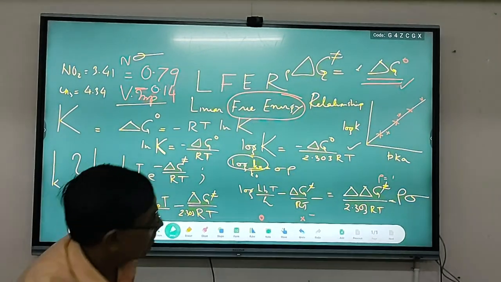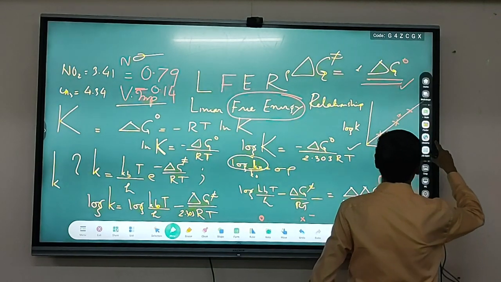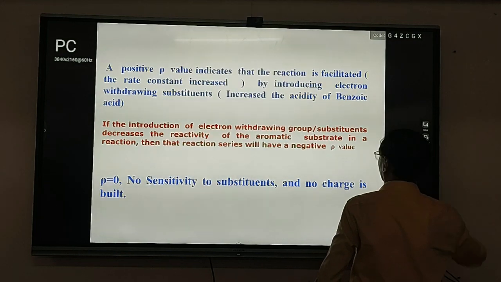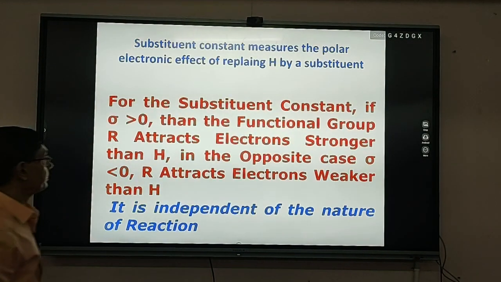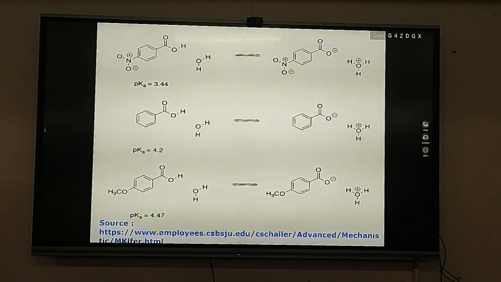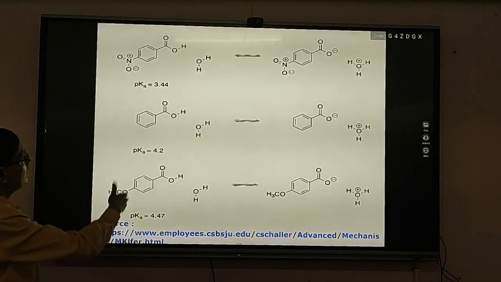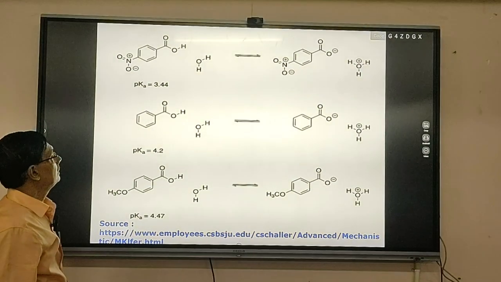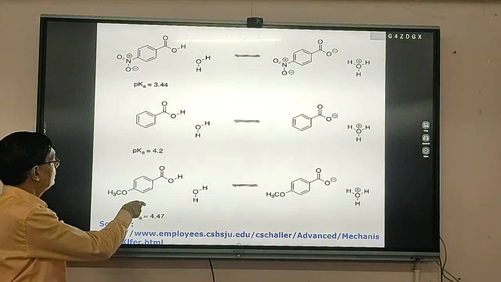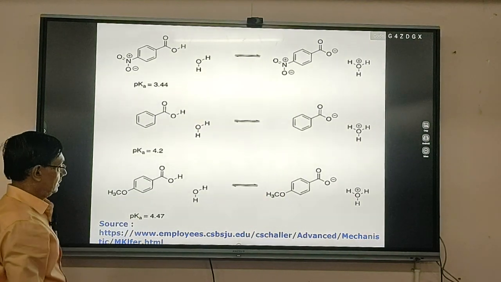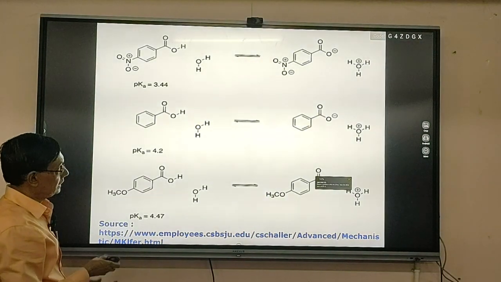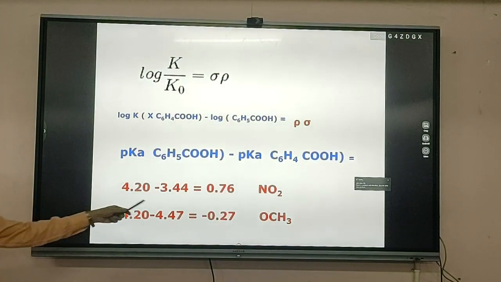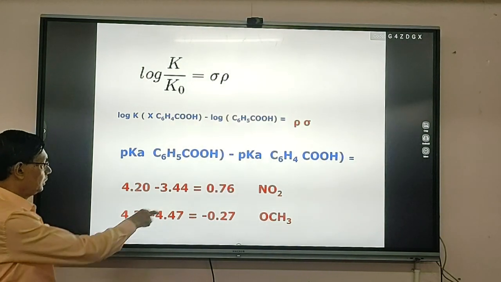So lastly, I am giving one numerical problem for your home. Why have I shown this picture? By that picture you can understand the role of the Hammett equation, how we calculate the substituent constants and other things. And I am giving this one example. I have given these two examples, methoxy group and methyl group.